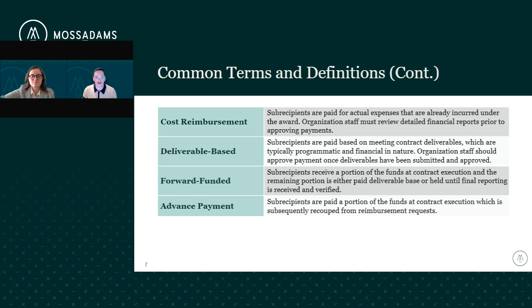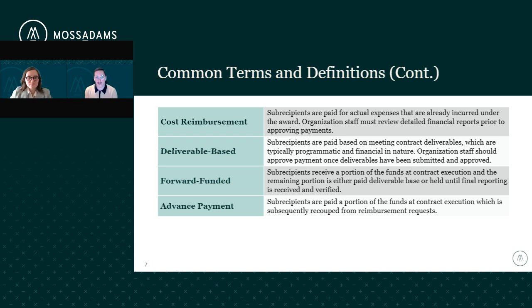And then next we'll go over a few of the different types of grant funding arrangements. So you can have a cost reimbursement award. So actual expenses would be reported by subrecipients that are incurred already. And then the monitoring entity, whether that's the pass-through entity or governmental entity, would review those expenses prior to approving payments out. So expenses happen first, payment comes after.